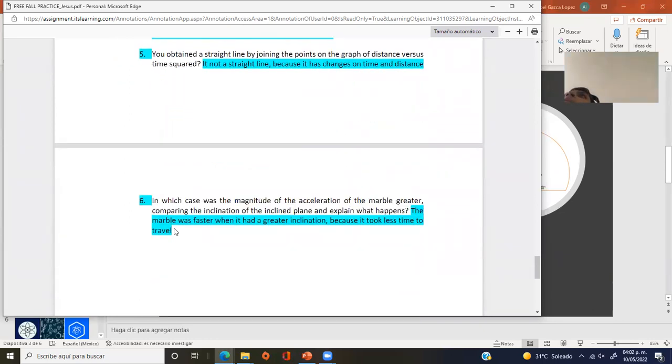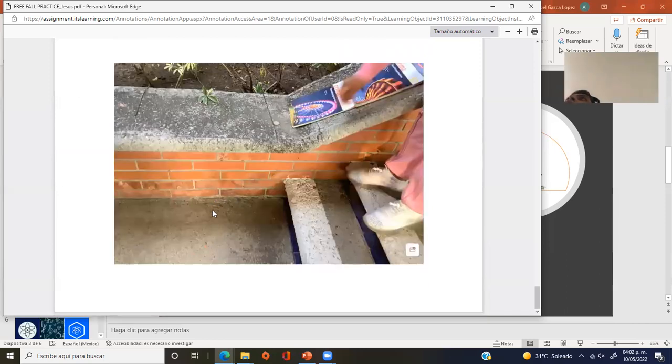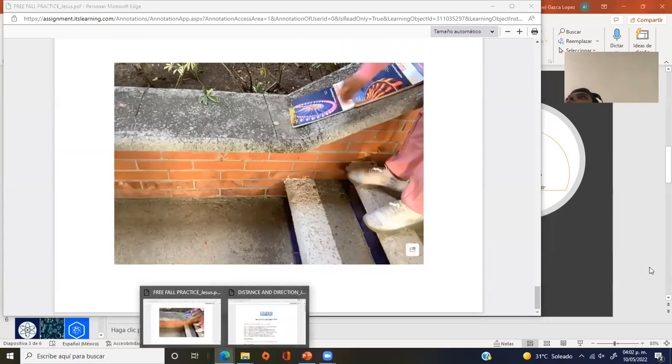In which case was the magnitude of the acceleration of the marble greater, comparing the inclination of the inclined plane, and explain what happens. The marble was faster when it had a greater inclination because it took less time to travel. Here again, some photos. Let's continue.